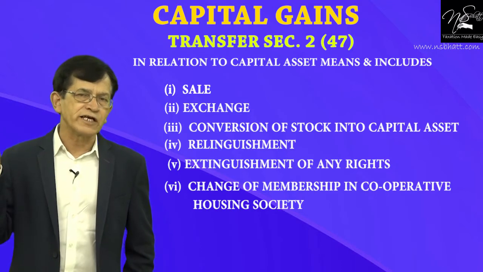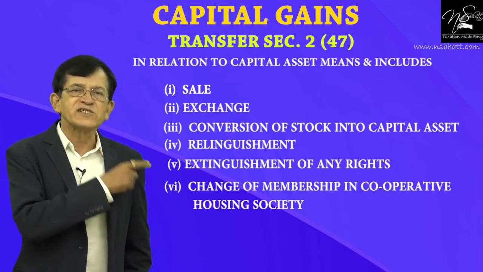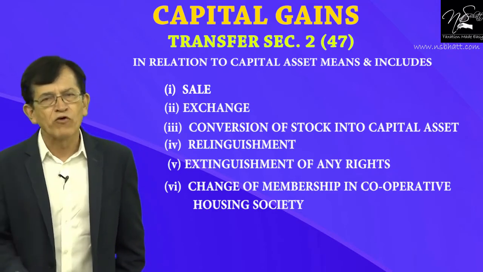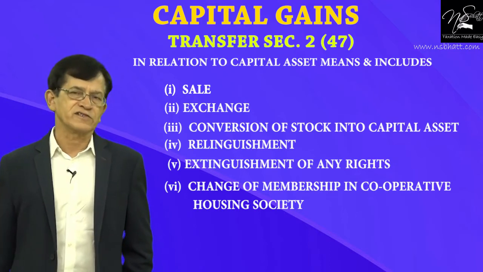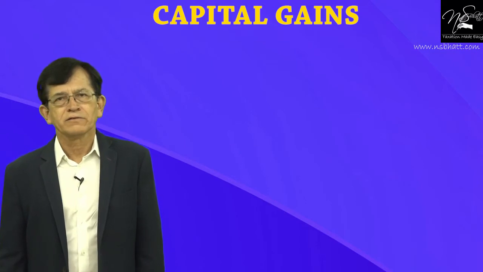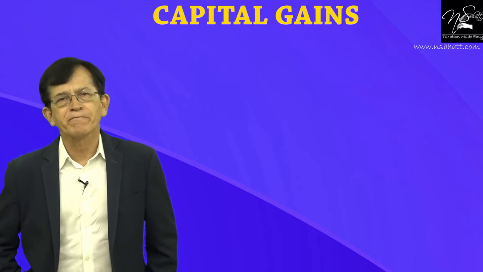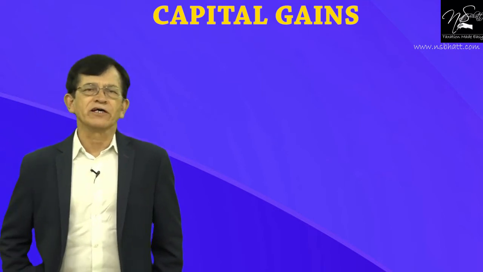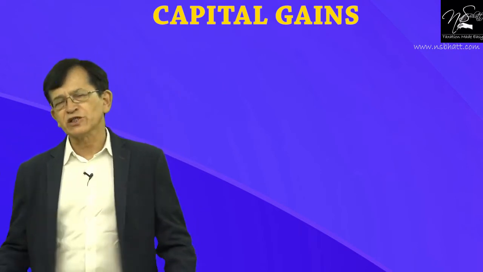So two words I have taken: any profit or gain on a transfer of a what? Capital asset. Capital asset was 2(14) and transfer was 2(47). So after Section 45, the first line, any profit or gain on a transfer of a capital asset will be subject to tax.